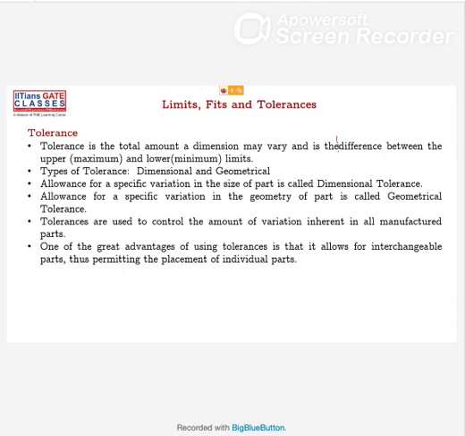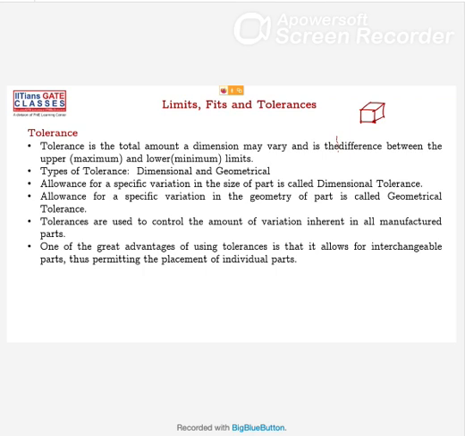There are two different types of tolerances: dimensional tolerances and geometrical tolerances. The allowance for a specific variation in the size of a part is called dimensional tolerance. It means variations in the size of the part, in the number, like 30, 31, 29.9, 30.1. These are the variations you put onto the size of the part, and that is called dimensional tolerance. And the allowance for a specific variation in the geometry of the part, geometry in the sense like it can be cuboid sometimes, then it can slant, then it can become a parallelepiped, is called geometrical tolerance. But here we are discussing dimensional tolerances.